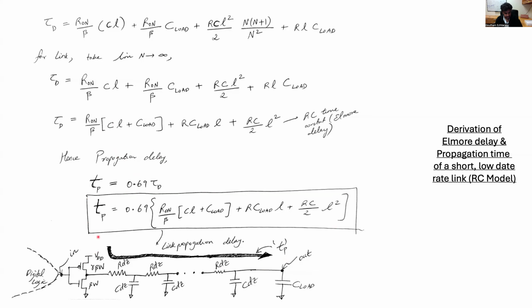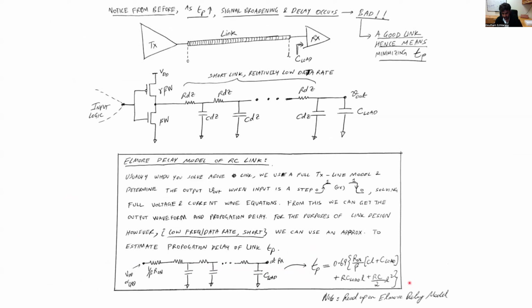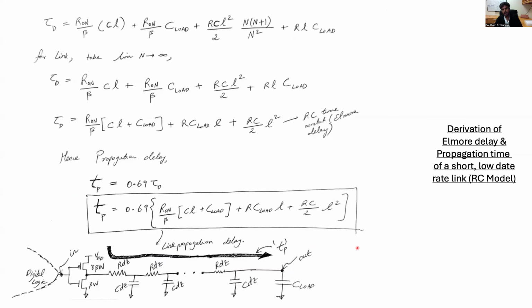So now we basically have this case where we have this input digital logic, which is connected to this beta inverter. And then you have this whole RC link, which is finally driving a load capacitance. And the overall link propagation delay in going from VDD all the way to the output node is just going to be this TP, which is 0.69 times the Elmore delay of the link. So that is what I have basically written here. So now we have everything that we need.